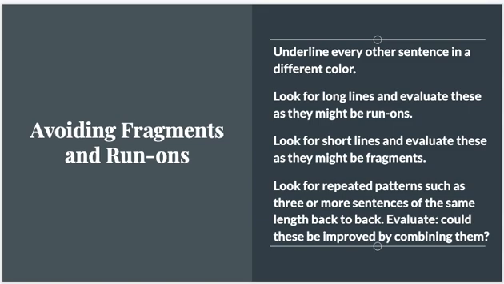Okay, so you're going to underline every other sentence in a different color. If you're on a computer, like in Google Classroom or in a Google Doc, you could use the highlighting tool. I find these techniques are actually faster if you print your draft and get out some colored markers. But you're going to underline every other sentence in a different color. Red, blue, red, blue, red, blue, for example.